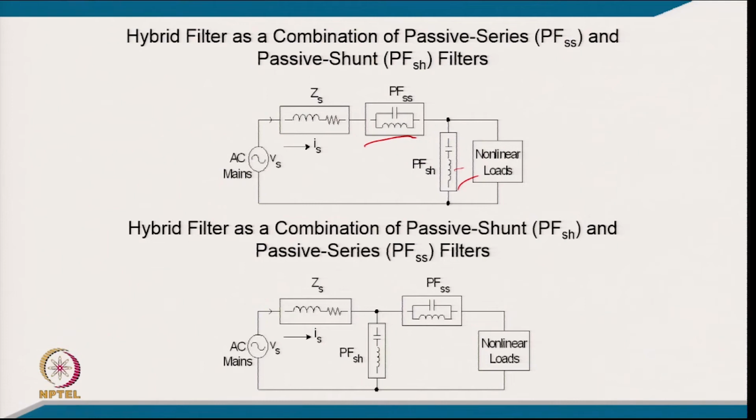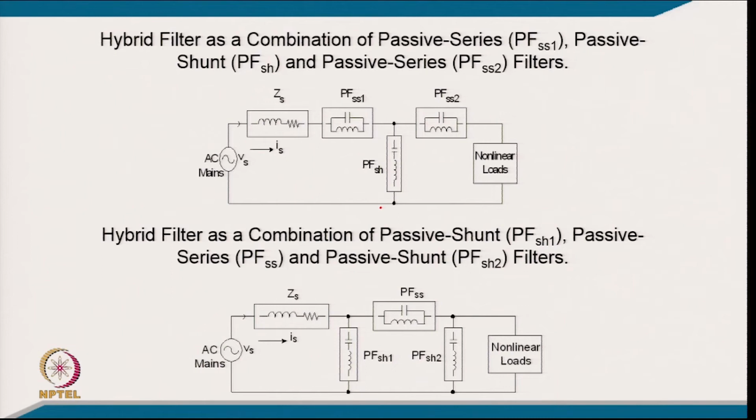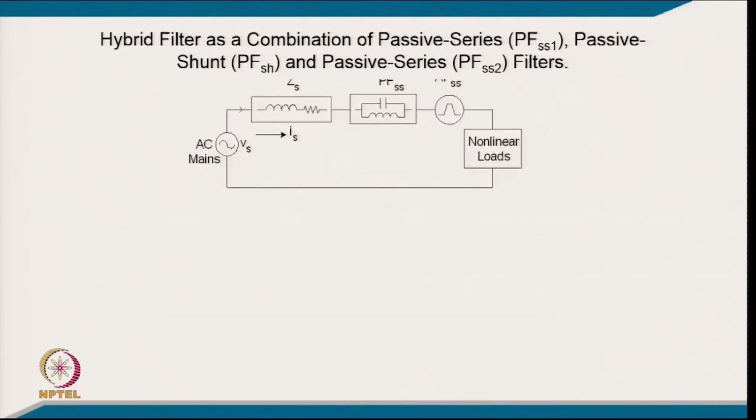You can of course have a hybrid of series on the load side and shunt on the grid side. Maybe in some situations with a voltage-fed load it can be taken up, but it is not really very popular. It is also a hybrid of two passive filters. Or you can have series on the load side, series on the grid side, and then passive shunt in between like a T network, or you can have a pi network with three passive filter elements.